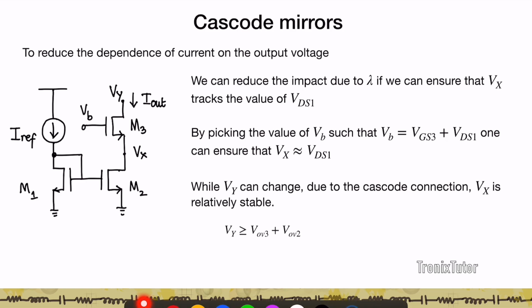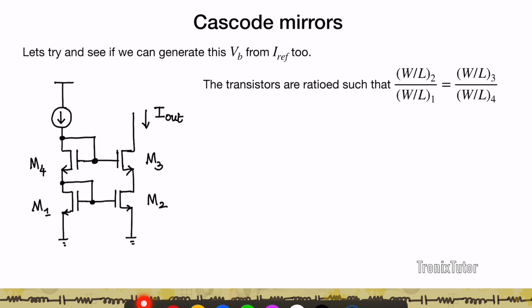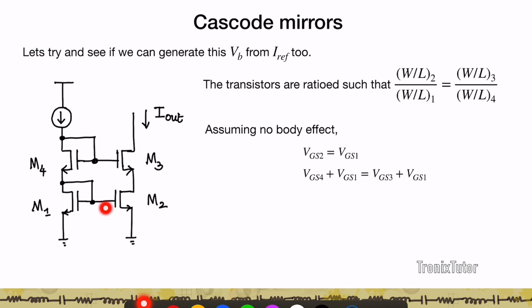And if I want to ascertain what is the minimum value of Vy, I need to ensure Vy is large enough that it supports both these transistors in saturation, which means Vy cannot go below the sum of VOV3 and VOV2. Now one way to generate this is to use what is known as a cascode mirror, and the way we would do that is we'd connect another diode-connected transistor here, M4, and ratio them such that the ratio of M3 to M4 is the same as the ratio of M2 to M1, right? And so in that case, when you don't assume any body effect, VGS2 is going to be equal to VGS1, right?